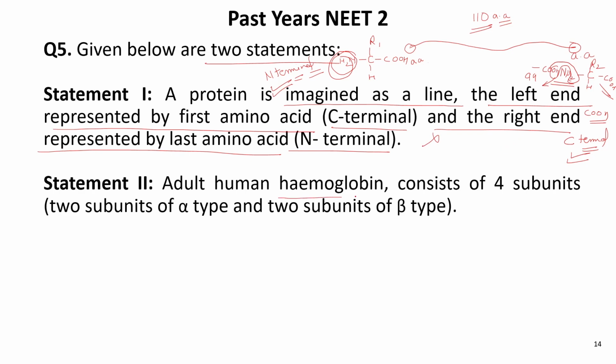Adult human hemoglobin consists of 4 subunits, 2 subunits of alpha type and 2 subunits of beta type. So if you remember, this is also given in the NCERT. If you remember the composition of hemoglobin, then they have 2 alpha and 2 beta subunits, and in total 4 subunits. Okay. So this statement is totally correct.